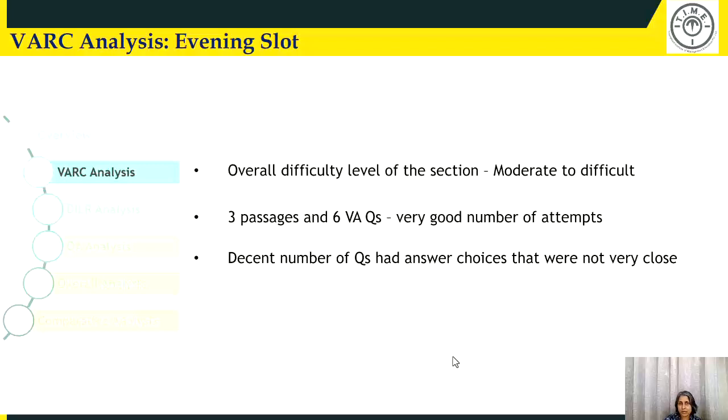So that was something which was different maybe from last year's pattern. But overall, one can say in terms of the difficulty level or in terms of the theme, there was again no major surprise element thrown up, similar to last year's VARC.